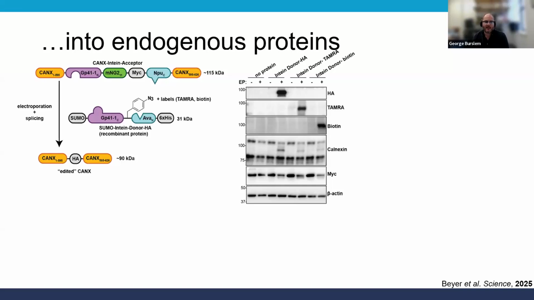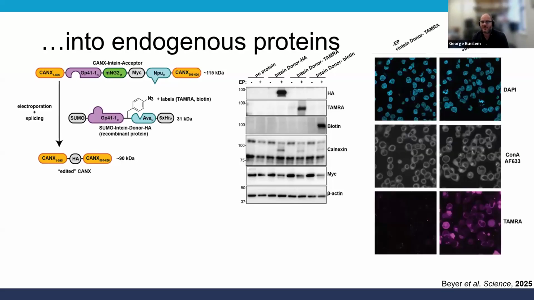And they developed a system where we can insert this cassette into proteins at the endogenous level, and that's what we did here. And so this is now editing either an HA, a TAMRA, or a biotin into the endogenous levels of calnexin. Again, you can do imaging, and you can see that the TAMRA co-localizes with concanavalin A at the ER exactly as you would hope.